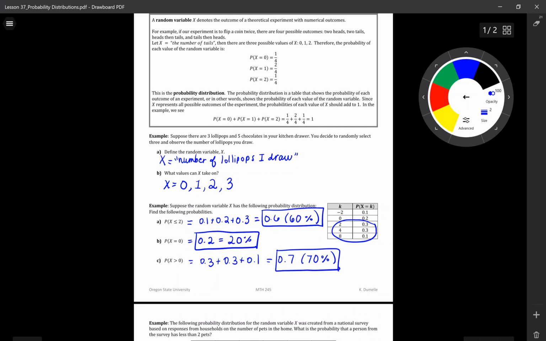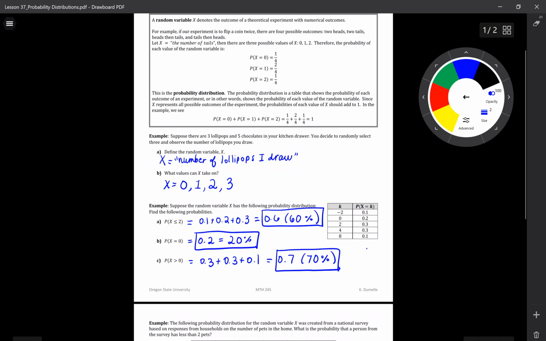So let's see here. If all of these probabilities add up to 1, then we know that all possible values of x are accounted for. In this case, these values do add up to 1. That means that all values of x, or k here, are accounted for. That's a good check to do.